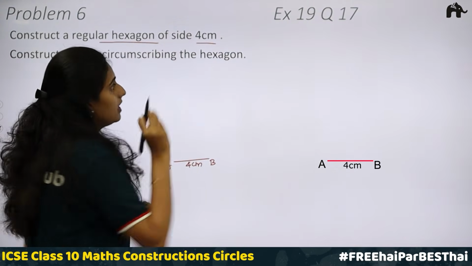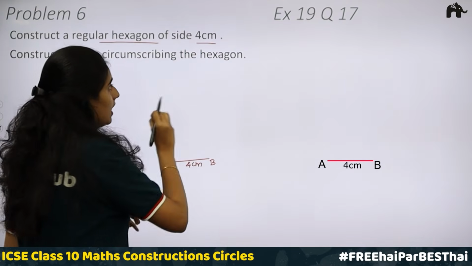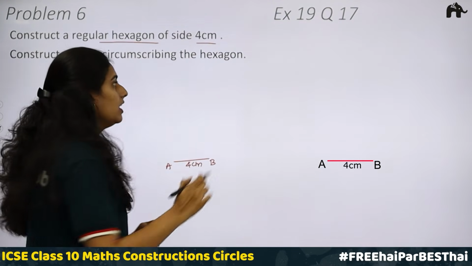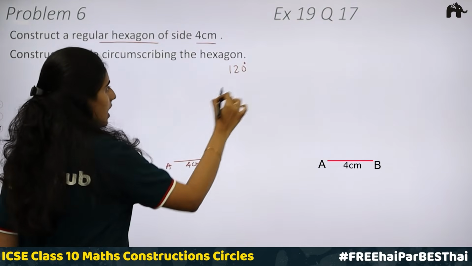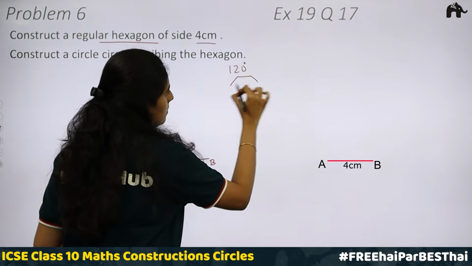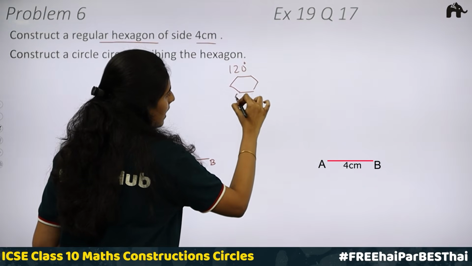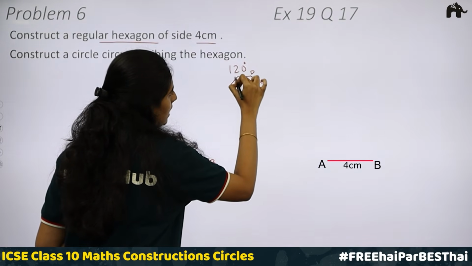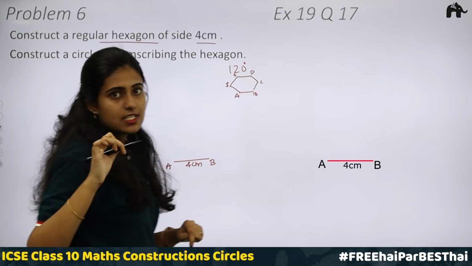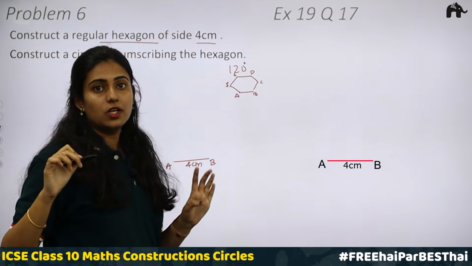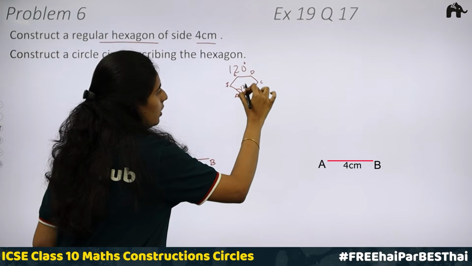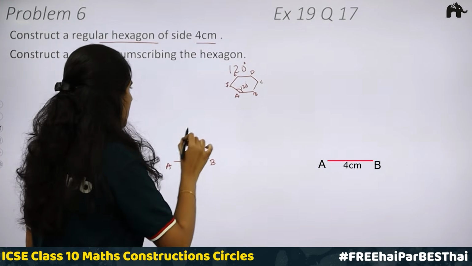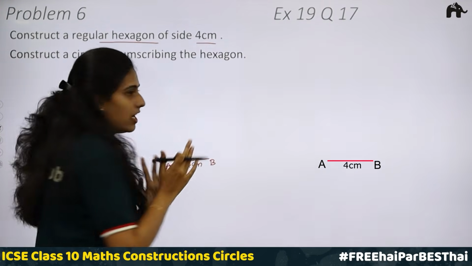Now, in a regular hexagon, we know that each angle will be equal to 120 degree. Okay. Here you have a regular hexagon. So this is my regular hexagon, A, B, C, D, E, F. In equilateral triangle, we know that each angle is equal to 60 degree. For a regular hexagon, each angle will be 120 degree. Okay. Now, we have to take 120 degree.